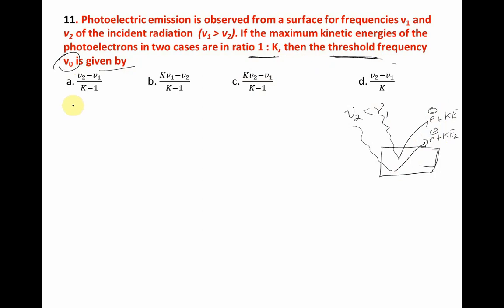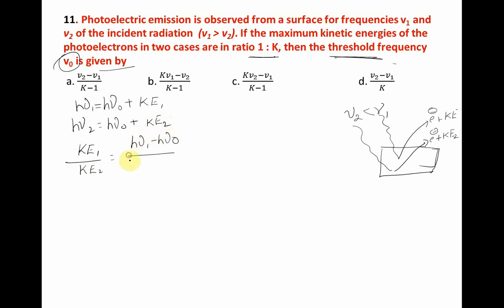So we know that from the photoelectric effect, h nu 1 is equal to h nu naught plus kinetic energy 1. h nu 2 is equal to h nu naught plus kinetic energy 2. So equation 1 divided by equation 2 becomes kinetic energy 1 divided by kinetic energy 2 is equal to h nu 1 minus h nu naught divided by h nu 2 minus h nu naught, or it is 1 by k, because the ratio is given as 1 by k, is equal to, h becomes a common factor, nu 1 minus nu naught by nu 2 minus nu naught.